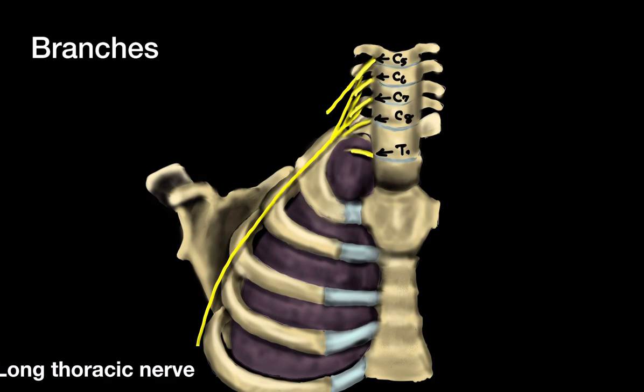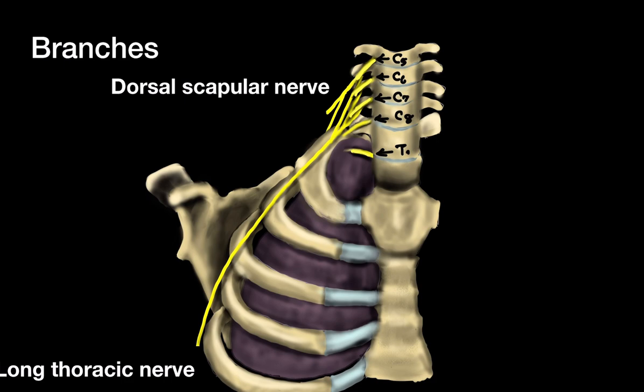There is another branch from the root of the brachial plexus, that is from the C5. You can see a nerve going backwards to the dorsal surface of the thoracic wall and it is medial to the scapula and supplies the muscles which connect the medial border of the scapula to the vertebral column. That is known as the dorsal scapular nerve.